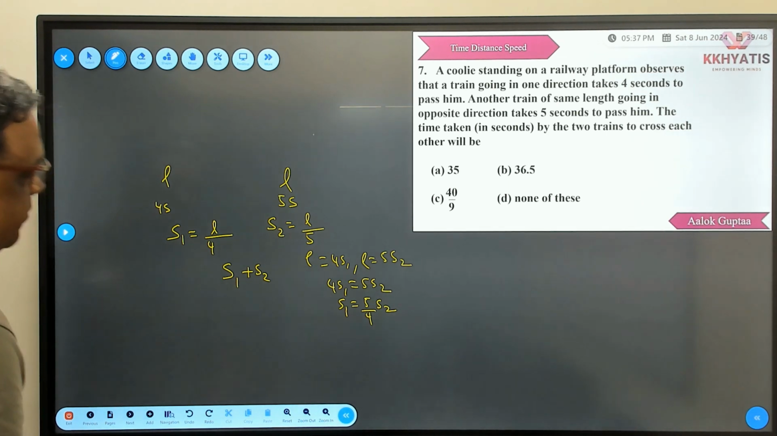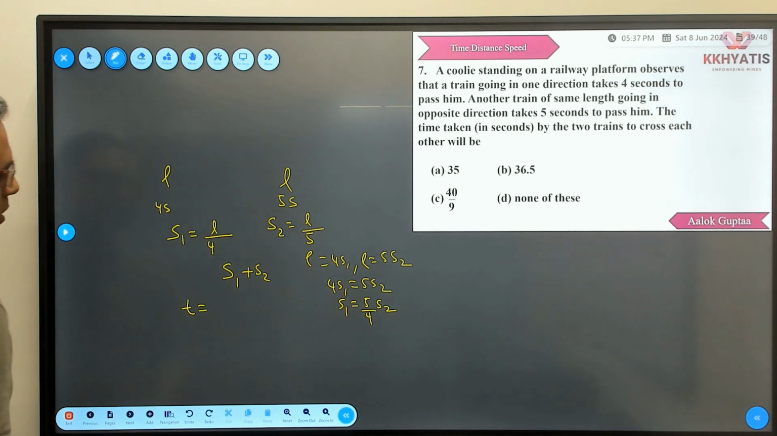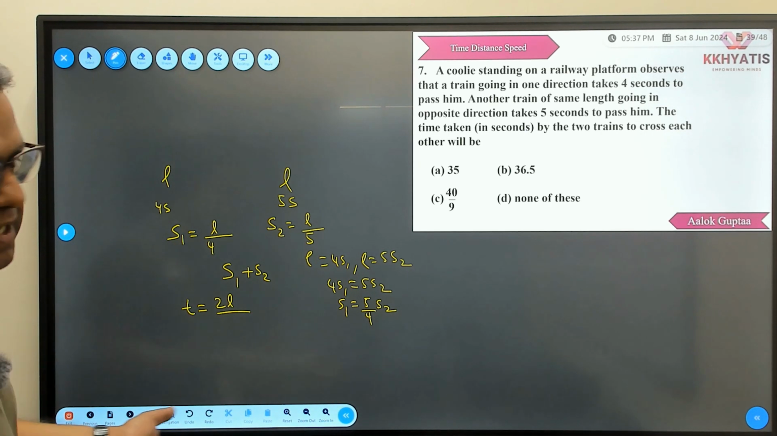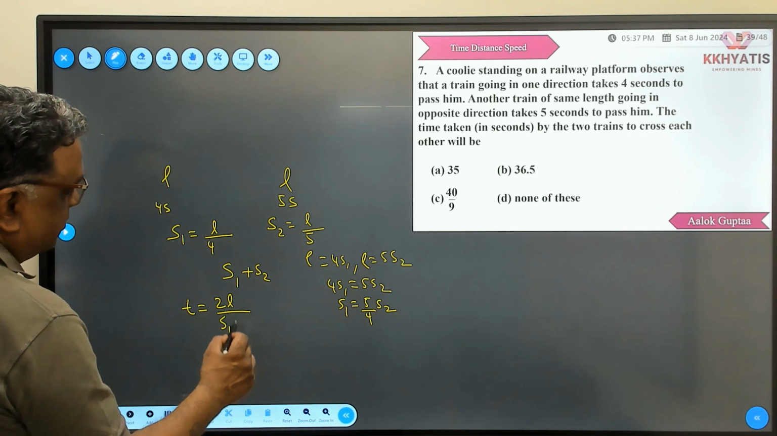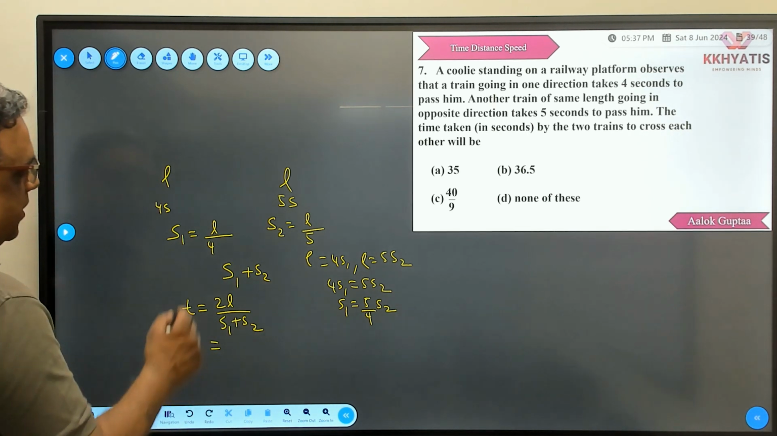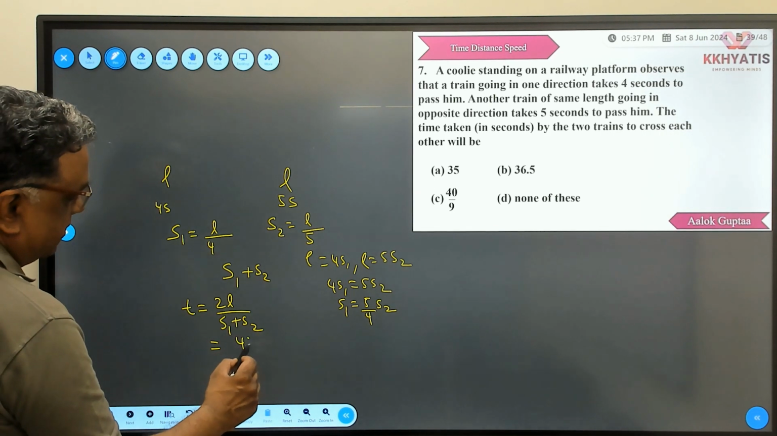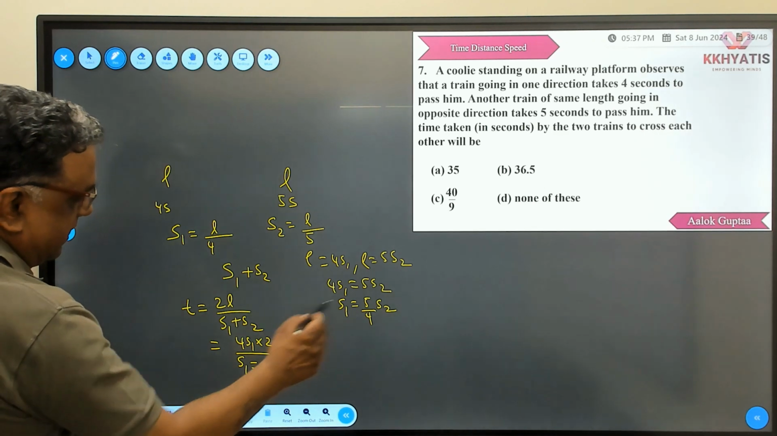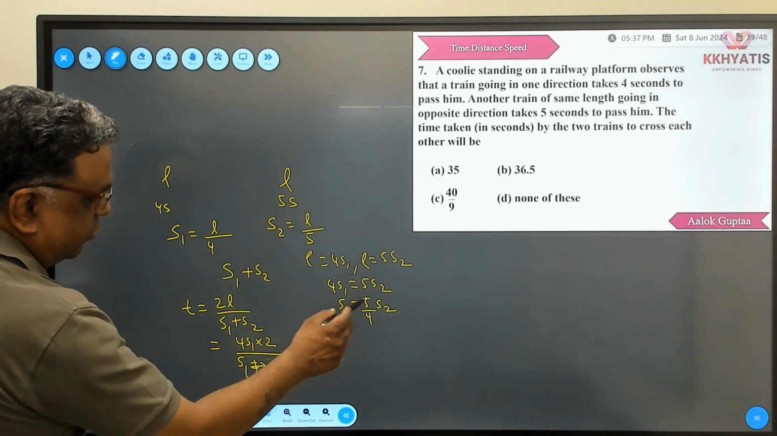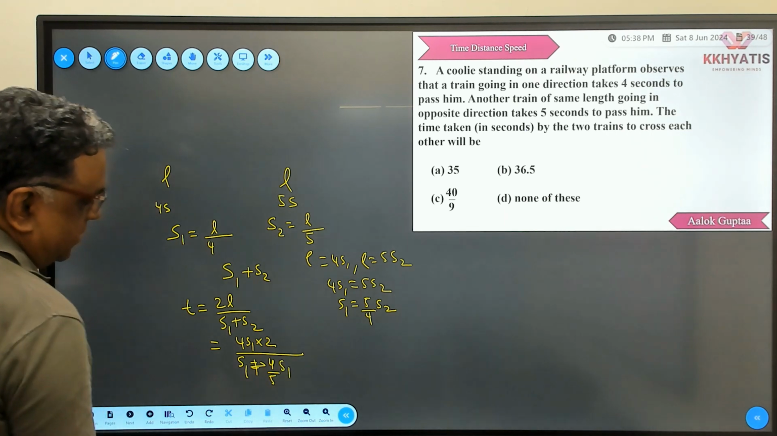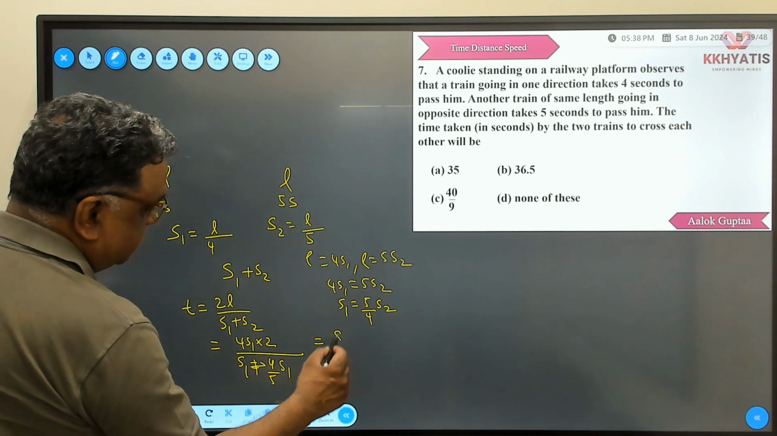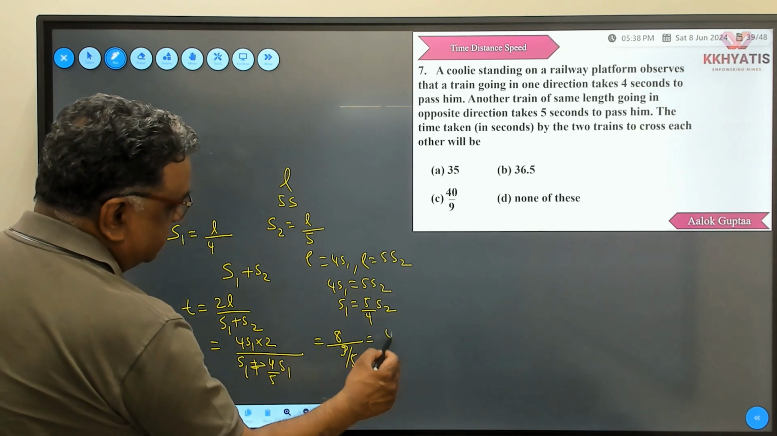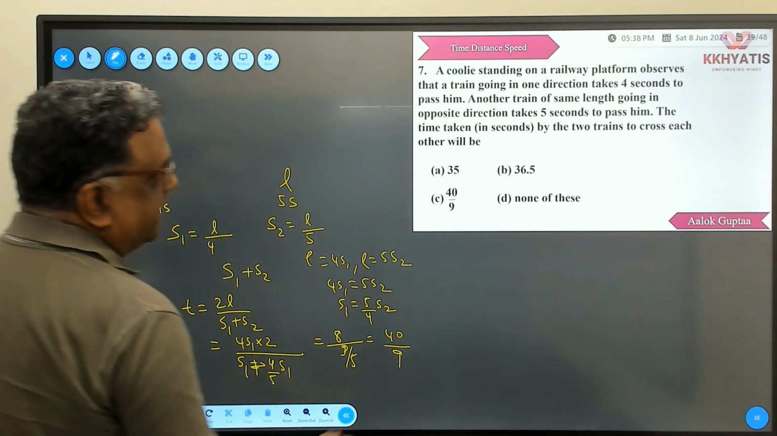Now the time taken for them would be the total distance upon the effective speed. The total distance is going to be 2L because they are crossing each other. Each length is L, and effective speed is going to be S1 plus S2. Now I can write L as 4S1 into 2, and I will replace S2 as 4 by 5 S1. So S1, S1, S1 will get cancelled. So this will be 8 upon 5 plus 4, 9, so 9 by 5. That is 40 by 9. 40 by 9 seconds is the answer.